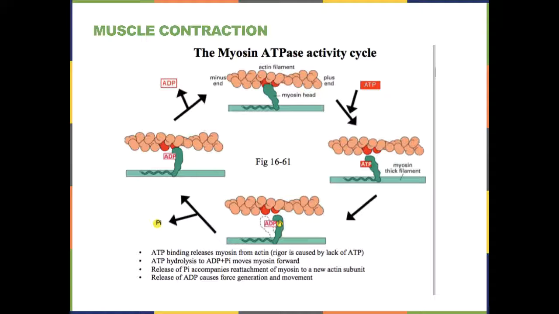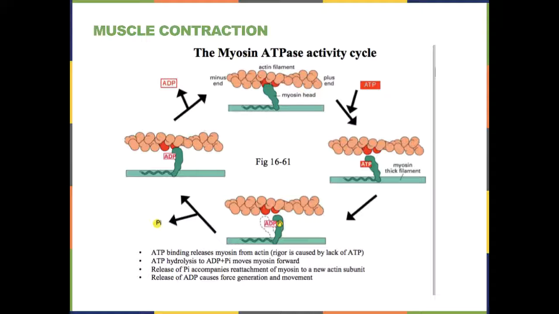Looking at it in another way and using this as somewhat of a review of what we've just been talking about. Now here we're going to start on the right, where it says ATP is coming in and binds to the myosin thick filament. ATP binding releases myosin from actin. Then it moves down to the bottom.